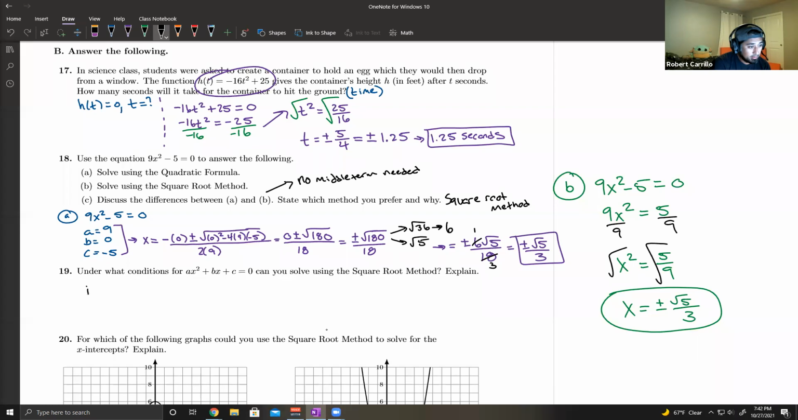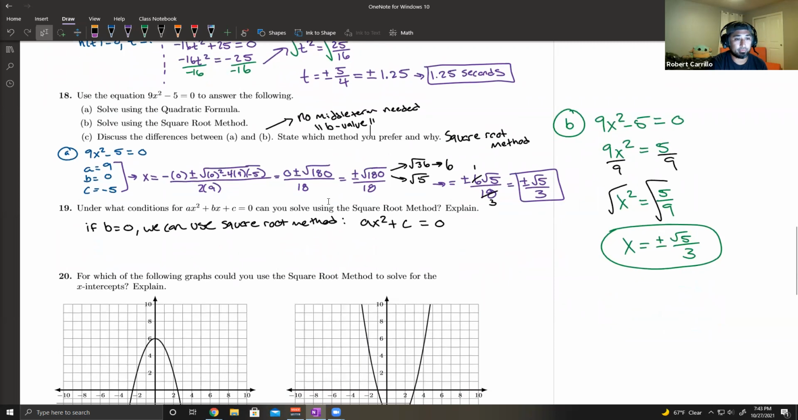So if b equals 0, we can use the square root method. And that would look like ax squared plus c equal to 0, just like everything we worked on today. So no middle term, no b value needed. I'll put that up there. Okay. Cool.